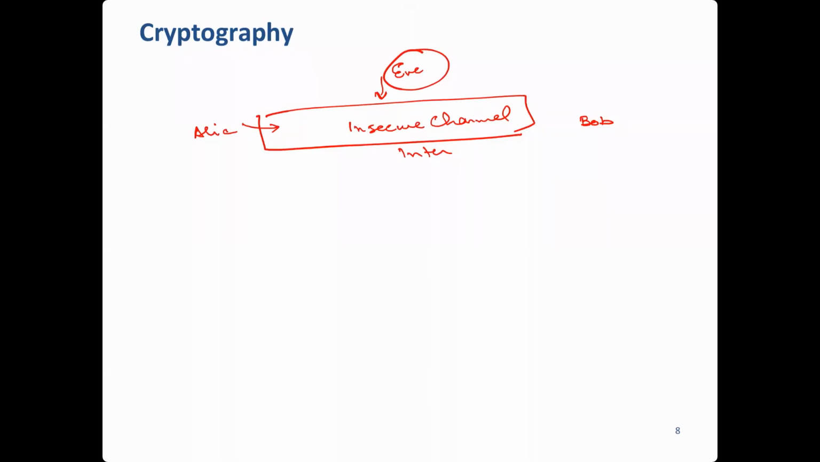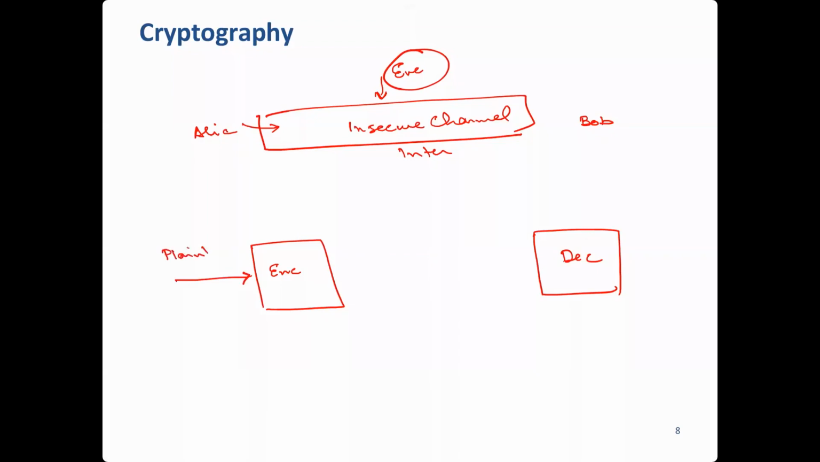For that, we have devised a simple method. Researchers in the past devised a very simple encryption function, and on the other hand there is a decryption function. The input to this is the plaintext, and the output is the ciphertext.